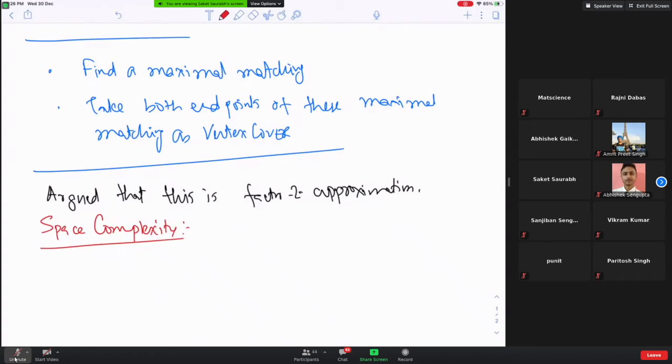What are we storing? All we are storing is a maximal matching, right? So how many edges will be stored? Twice the size of the maximum matching. Right. So you are right. We will be storing roughly order n vertices, and so order n log n bits. Am I right? All good?